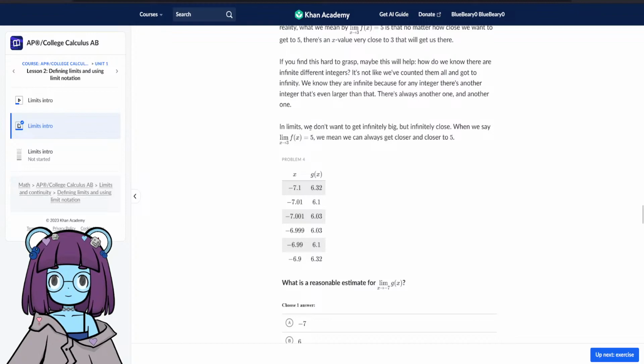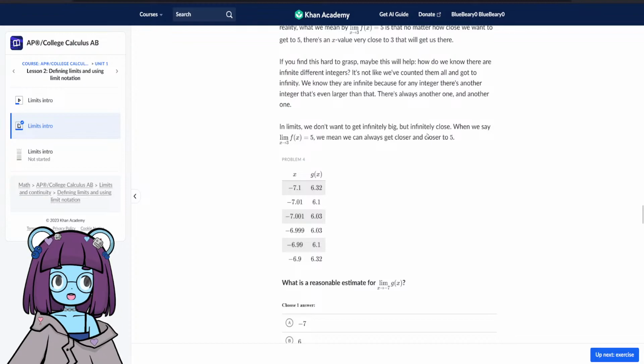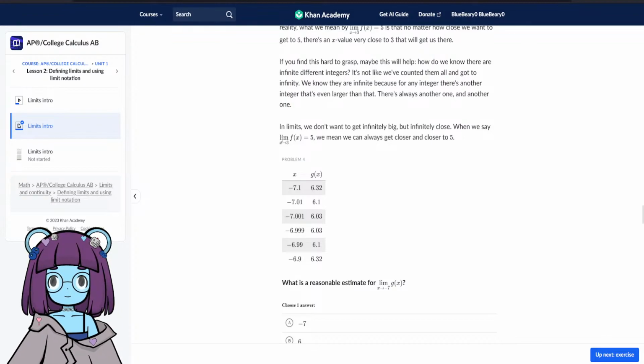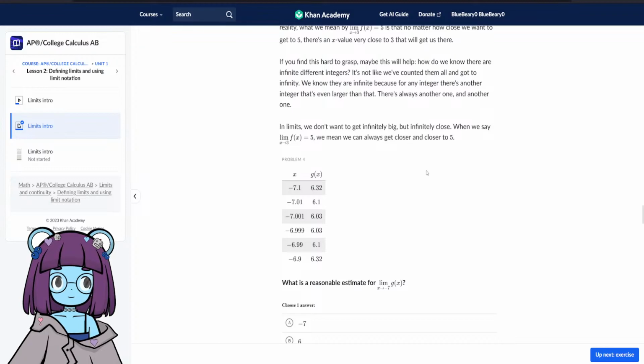In limits, we don't want to get infinitely big, but infinitely close. When we say the limit of f of x is equal to 5 as x approaches 3, we mean we can always get closer and closer to 5.